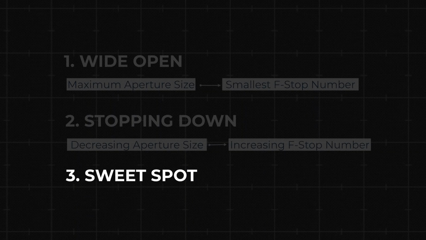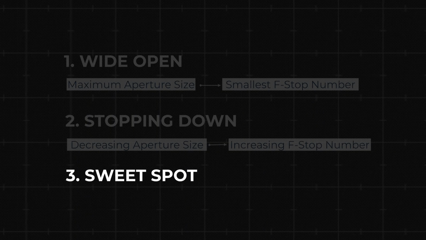Now this brings me to the third and the most important terminology, and that is sweet spot. Every lens has a sweet spot, which is basically a range of f-stop numbers where the lens will perform the best in terms of optical clarity and sharpness. Now this does not mean that you cannot use f-stop numbers outside this range, but when the conditions are right, when there is adequate amount of light, it always helps to photograph within that range.